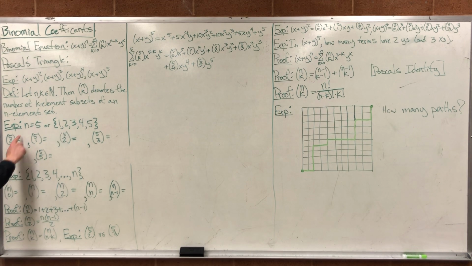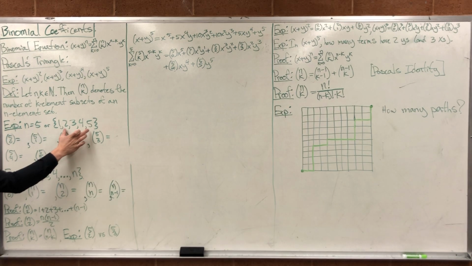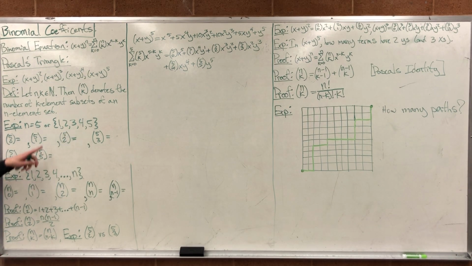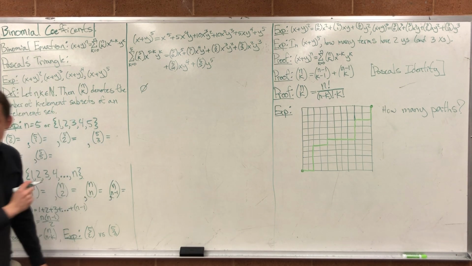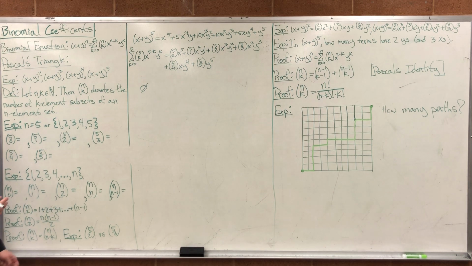All right. What does 5 choose 0 ask? What is it counting? It is the number of 0 element subsets you can make from a 5 element set. So here's an example of a 5 element set. How many 0 element subsets can you find of that 5 element set? 1. The only 0 element subset of that 5 element set is the empty set. So 5 choose 0 is 1.